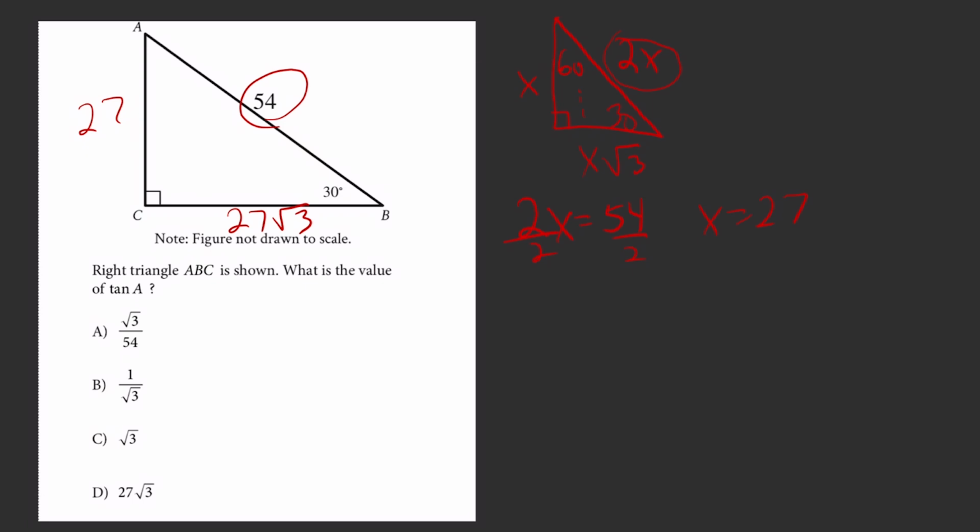Now, they want the tangent, so remember, tangent is the opposite side over the adjacent side. When I have that, be careful which angle they're talking about here, because sometimes people will be careless and do the tangent of B instead of tangent of A. So we were talking about tangent of A, so it's the 27 square root of 3 over the 27. And then that comes out to be square root of 3.